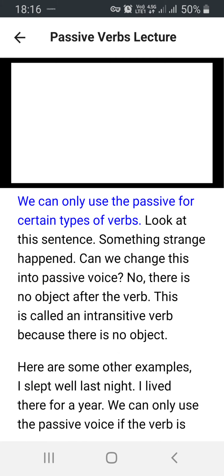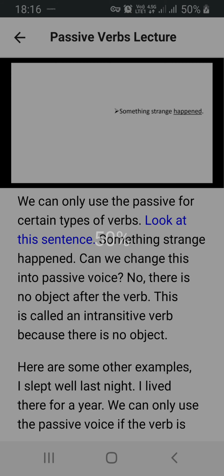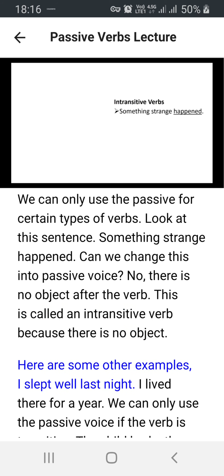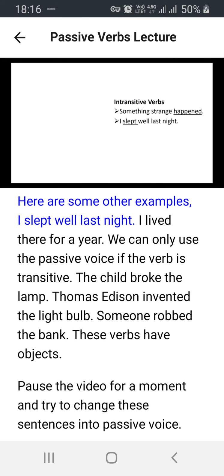We can only use the passive for certain types of verbs. Look at this sentence. Something strange happened. Can we change this into passive voice? No, there is no object after the verb. This is called an intransitive verb because there is no object. Here are some other examples. I slept well last night. I lived there for a year.